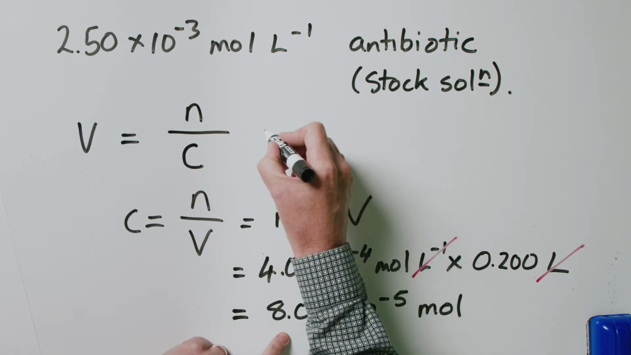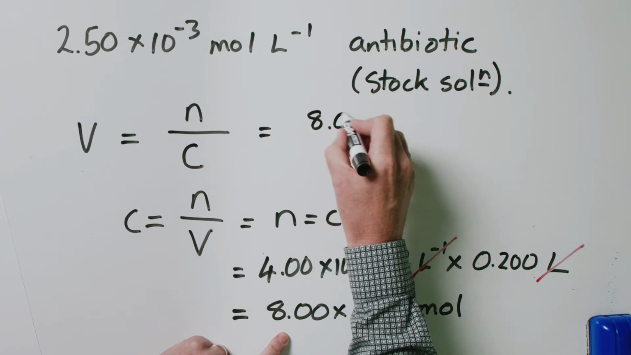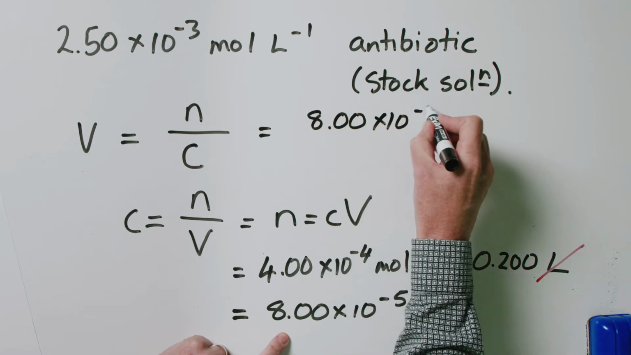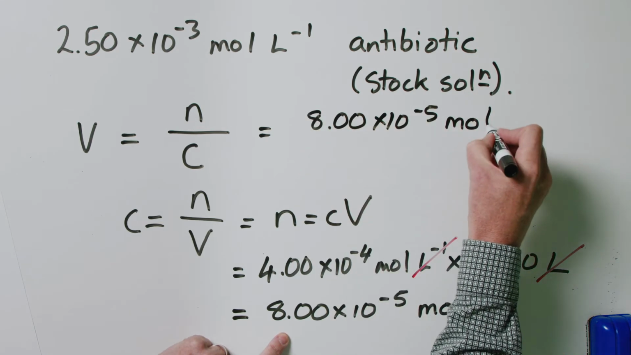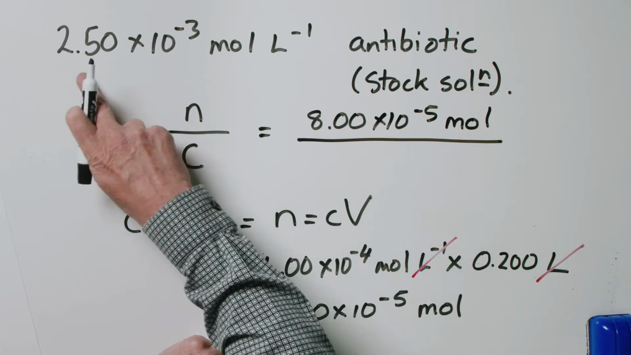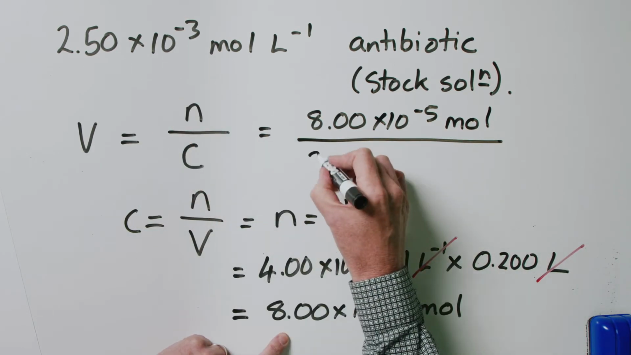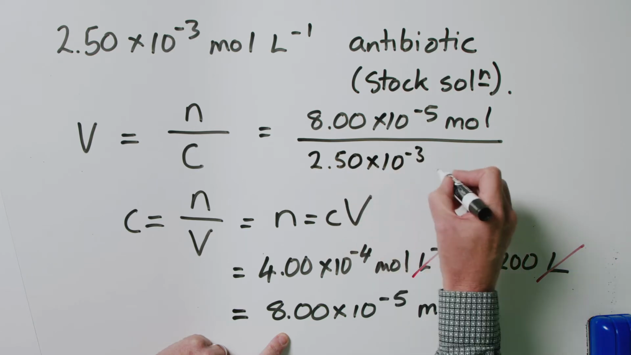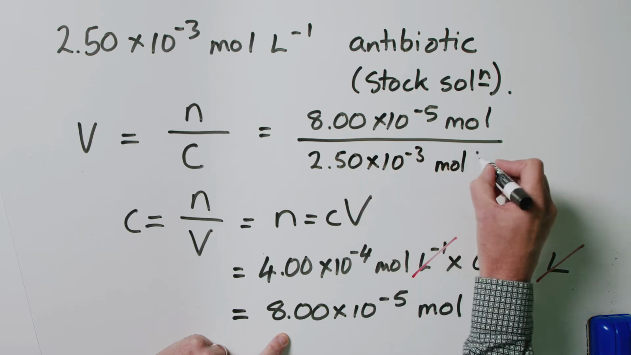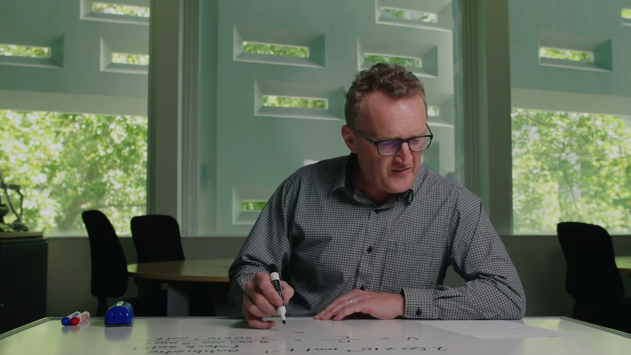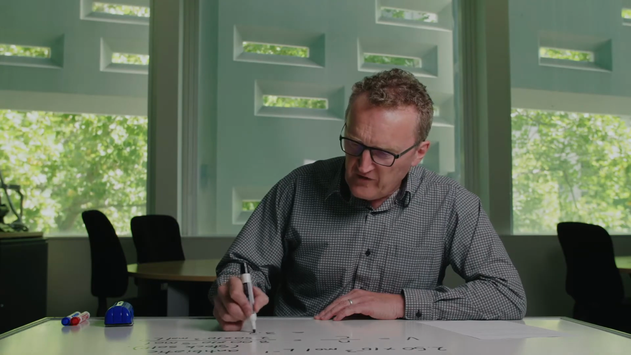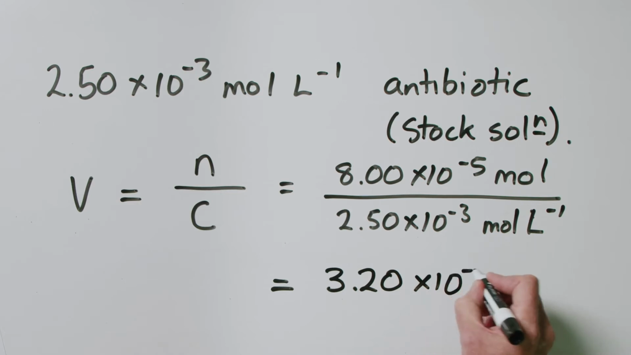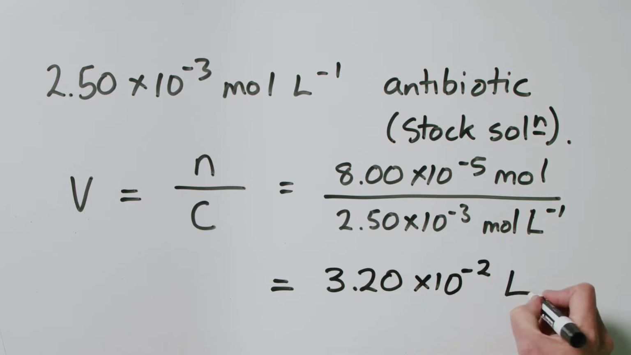Here is N, here is the number of moles that we want, 8.00 times 10 to the minus 5 mole. Our concentration, we're given here, 2.50 times 10 to the minus 3 mole per litre. And that is then equal to 3.20 times 10 to the minus 2 litres.